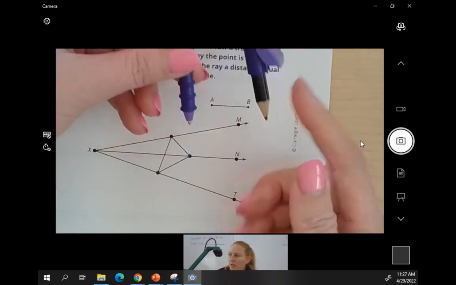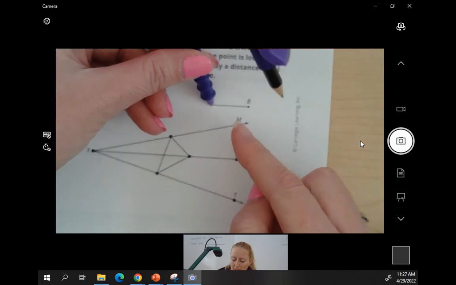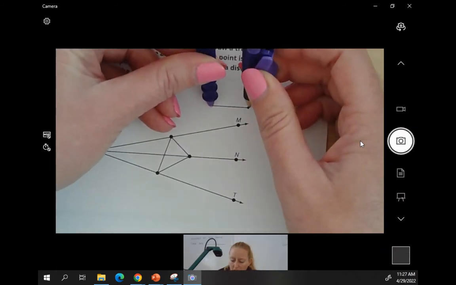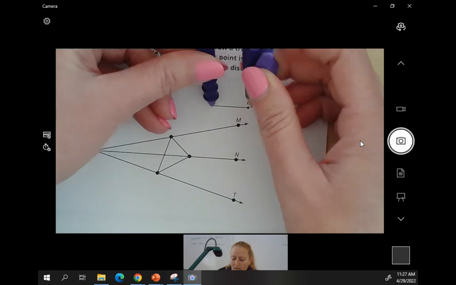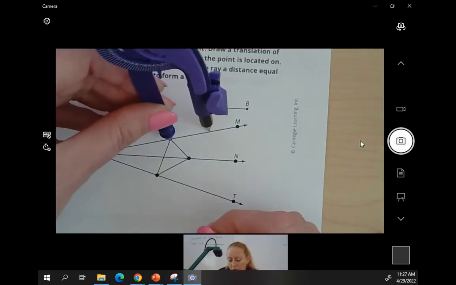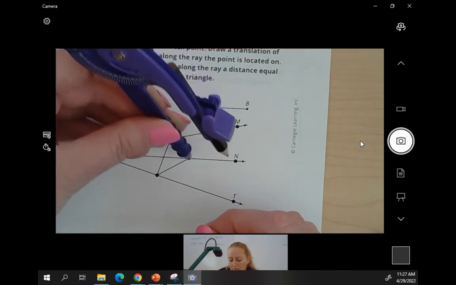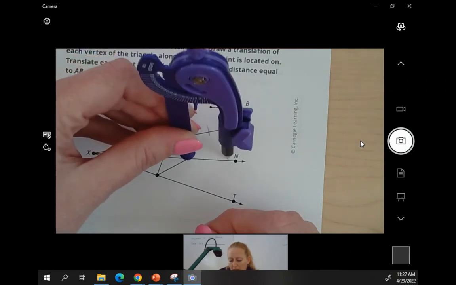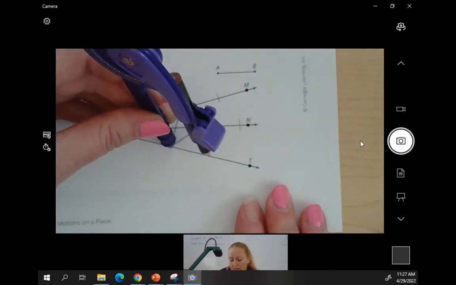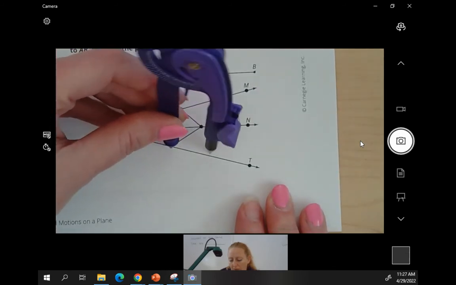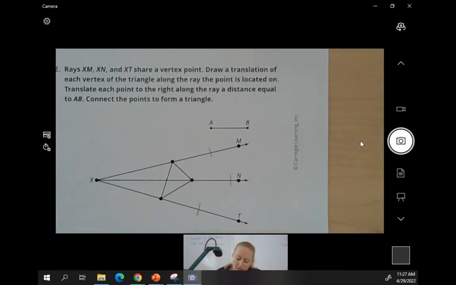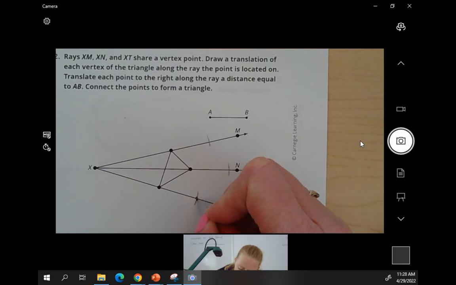Now, again, I'm gonna measure. I'm gonna put the stabby side on A. I'm gonna adjust so that my pencil side touches B. There it is. And then I'm gonna take my stabby side and put it on the first one, make a mark. Put my stabby side there, make a mark. And put my stabby side here and make a mark. There we go. So now I have three new points.